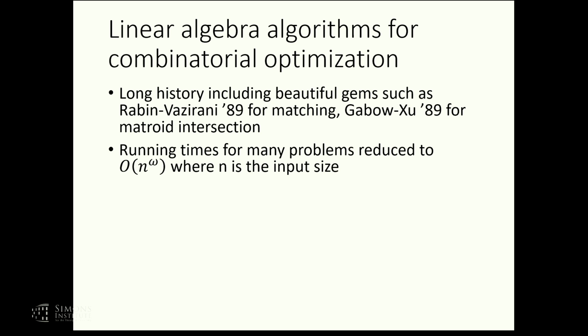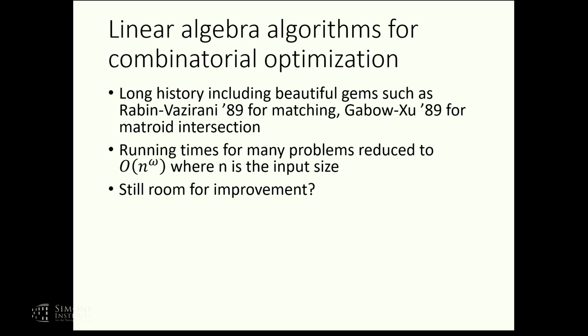So this is pretty great. So is there any room for improvement? That's the question. And if you think about it a little bit, then there might be something a little unsatisfactory about this running time here. If you look at even this classical problem, like matching and matroid intersection. So matching is a really beautiful problem.